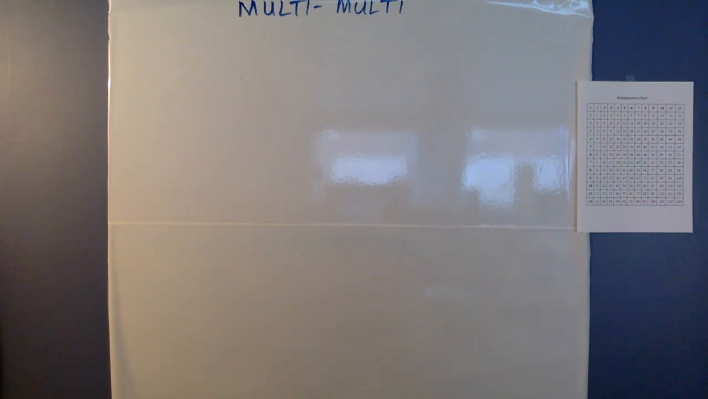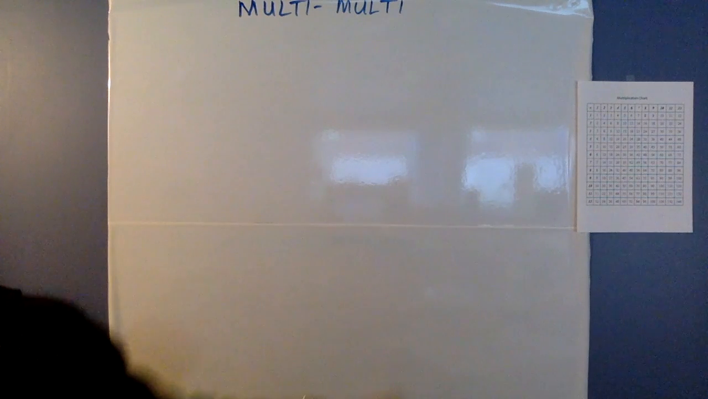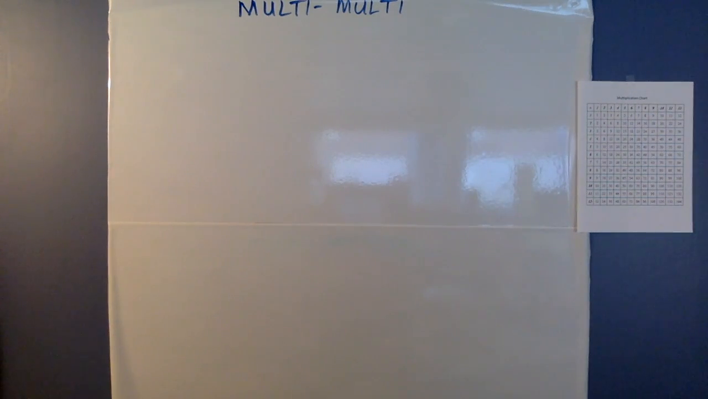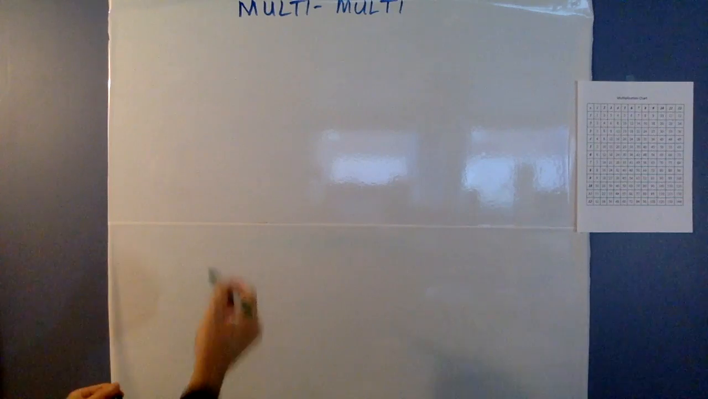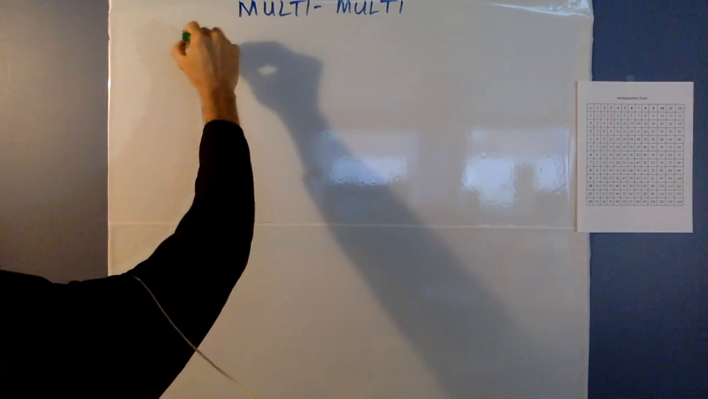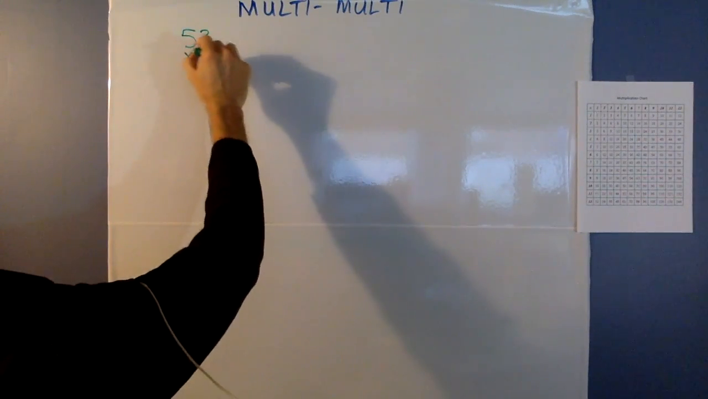Today, I'd like to talk about multiplication of multi-digit numbers, or as I like to call it, multi-multi. You'll need two things. One is an understanding of how to do 1-digit by 1-digit or 2-digit by 1-digit numbers, and either a handy-dandy multiplication chart or memorization of that multiplication chart, which is what I actually highly recommend. Let's take a quick look at how to do the 2-digit by 1-digit number multiplication.